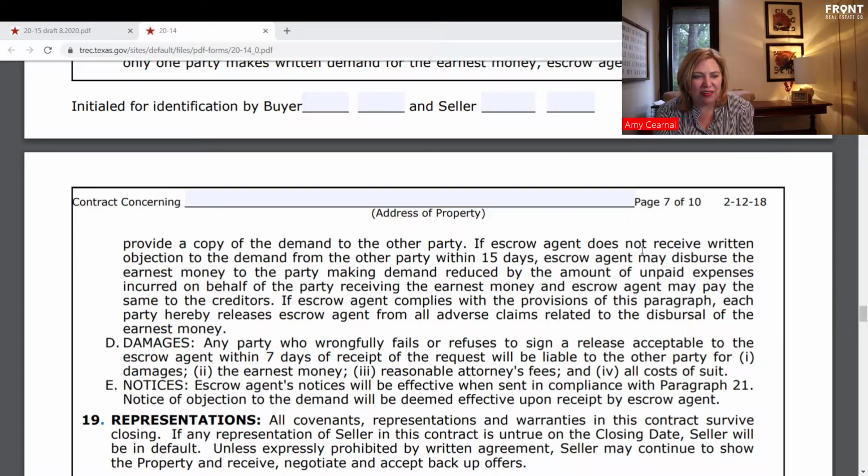And then 18E, notices. Escrow agent's notices will be effective when sent in compliance with paragraph 21. Notice of objection to the demand will be deemed effective upon receipt by the escrow agent.